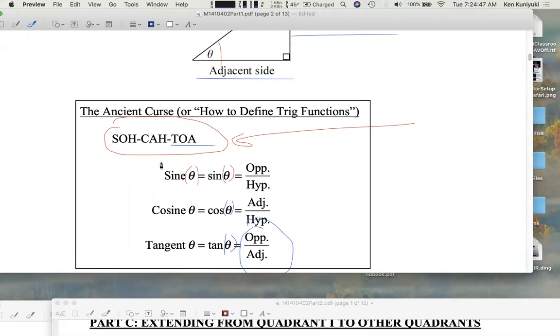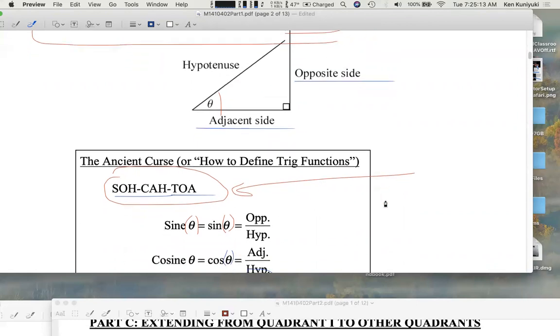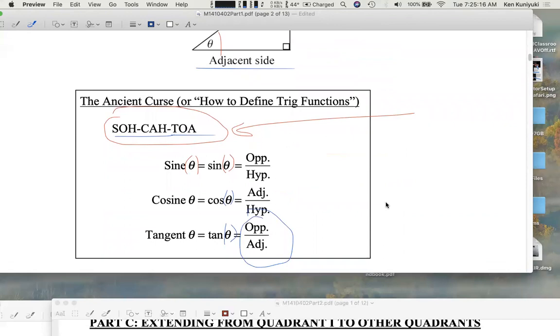All right, so we can use this ancient curse, Sohcahtoa, to describe how we can define the sine, the cosine, and the tangent of theta as ratios of side lengths. Sohcahtoa. So, sine is opposite over hypotenuse. Ca, cosine is adjacent over hypotenuse. Toa, tangent of theta is opposite over adjacent. So these are our 3 basic trig functions in terms of theta. We're going to look at their 3 partner reciprocal functions in the next video.